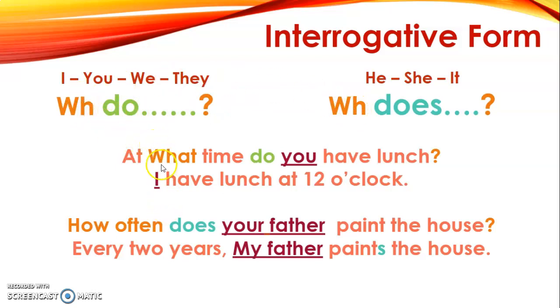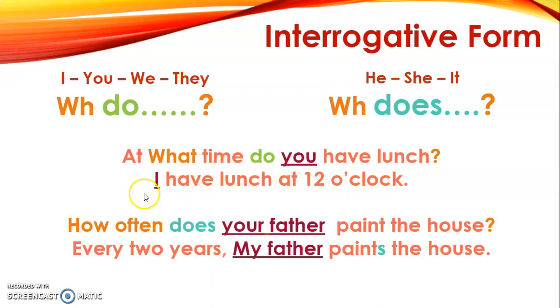Here I have two examples. Aquí tenemos dos ejemplos. At what time do you have lunch? I have lunch at 12 o'clock. ¿A qué hora tú almuerzas? Yo almuerzo a las 12 en punto. Entonces miremos, hay una WH que es what, combinado con what time, que significa qué hora, y tenemos el auxiliary do porque el pronoun es you, como lo indica acá. La respuesta, I have lunch at 12 o'clock. Yo almuerzo a las 12 en punto porque me están preguntando la hora.